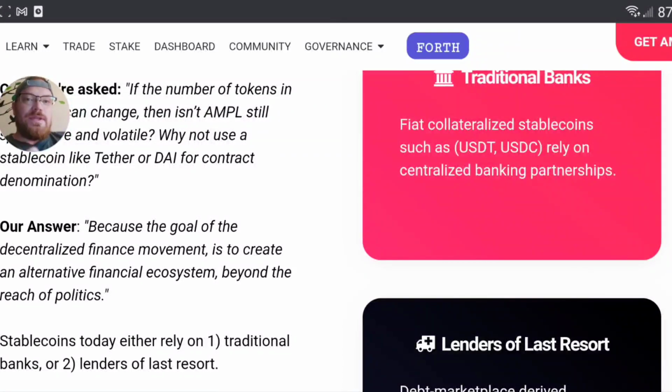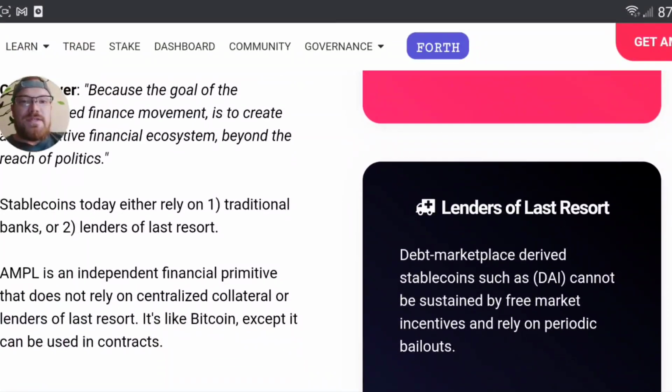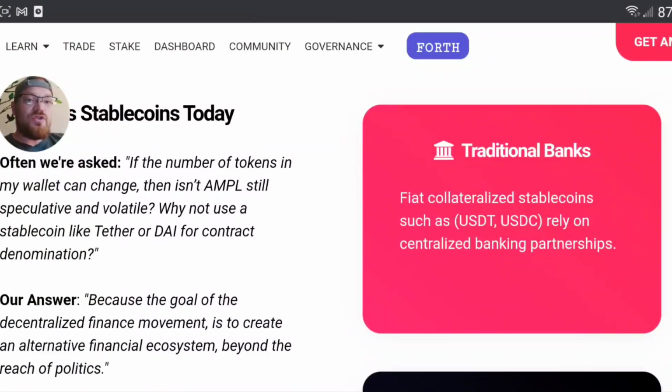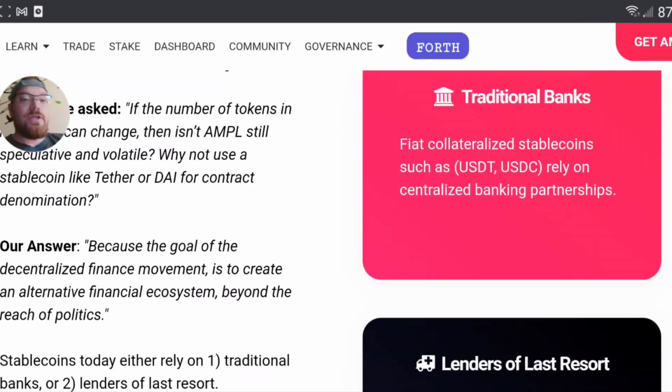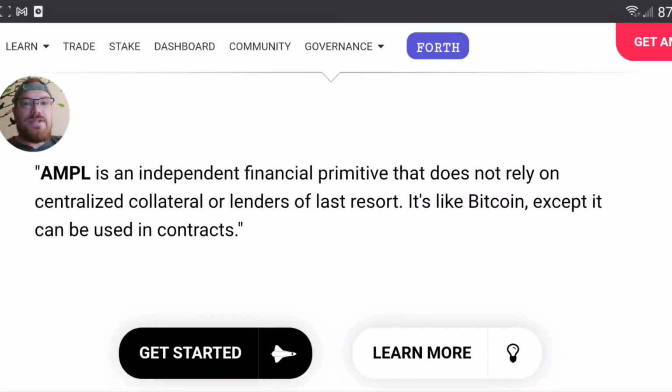Beautifully said, guys. Beautifully said here by the Ampleforth team. So that makes perfect sense. And it says here, stablecoins today either rely on one, traditional banks, or two, lenders of last resort. You can see over here, they give an explanation. Traditional banks: fiat collateralized stablecoins such as USDT, USDC, rely on centralized banking partnerships. Lenders of last resort: debt marketplace derived stablecoins such as DAI cannot be sustained by free market incentives and rely on periodic bailouts. AMPL is an independent financial primitive that does not rely on centralized collateral or lenders of last resort. It's like Bitcoin, except it can be used in contracts.